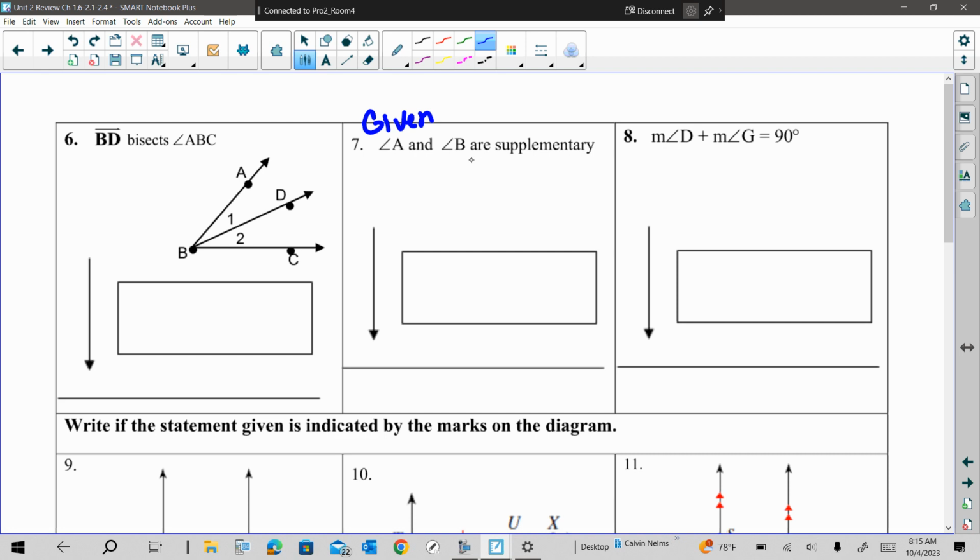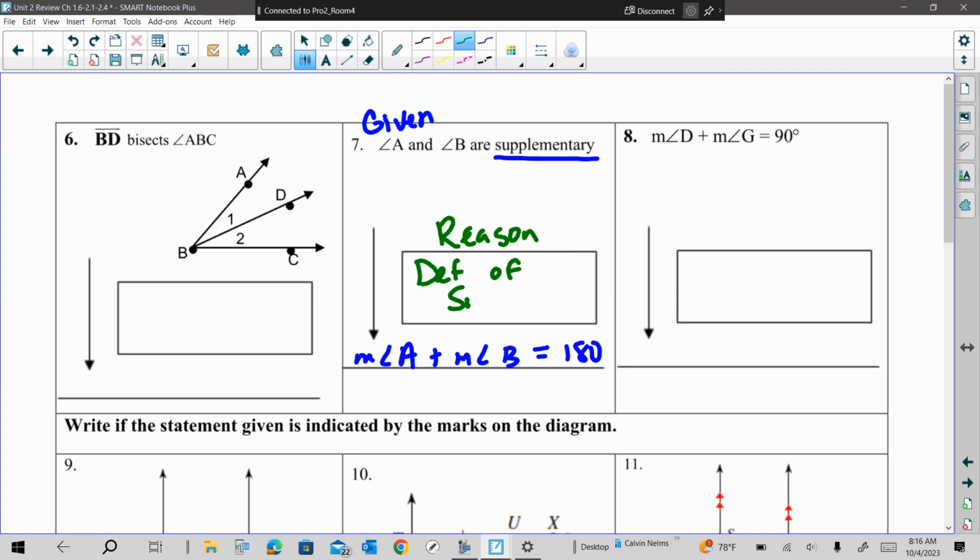Angle A and B are supplementary. That's the key word. So what conclusion can I make if I know supplementary? Yeah, so then we can say this arrow is where we're going to draw the conclusion. The measure of angle A plus the measure of angle B equals 180. And then in our box is the reason for our conclusion, our justification. What would be our reason here? Yeah, very good. Definition of supplementary angles. And I'm just going to abbreviate that.